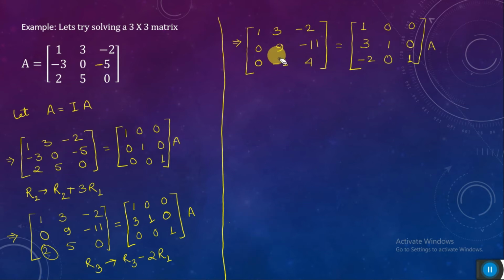Okay. Now you see the problem. Now this one I have to make 1. How will I make it 1? So what will I do? Row 2 times 1 by 9 of row 2, can I say, to make it 1? Yes. So see what I will get.